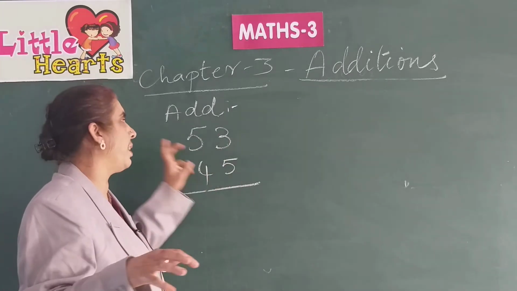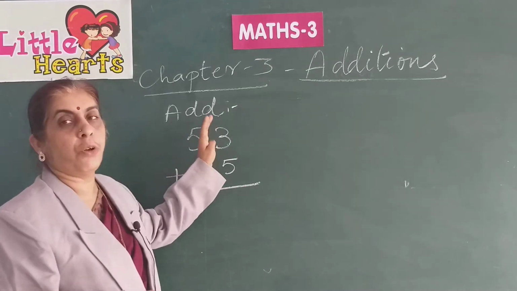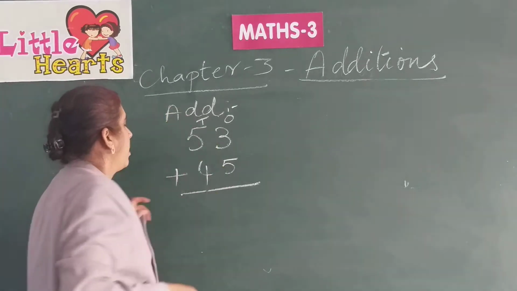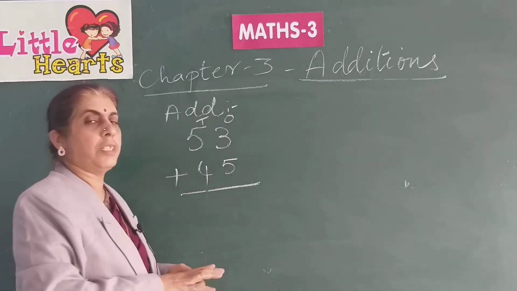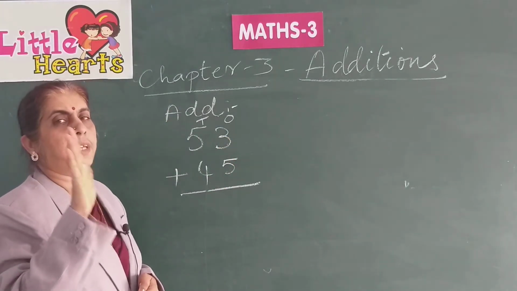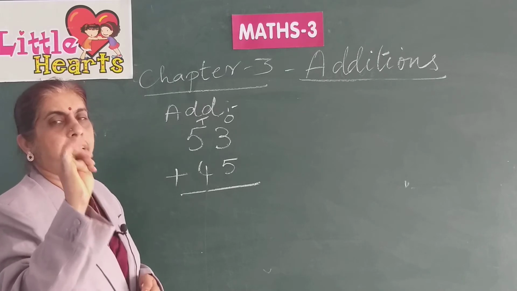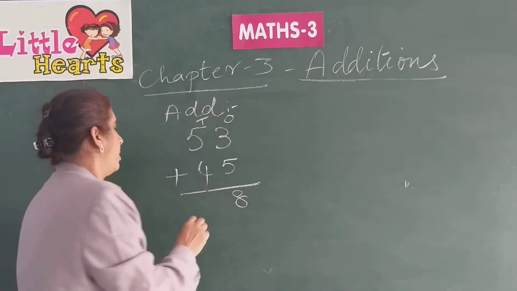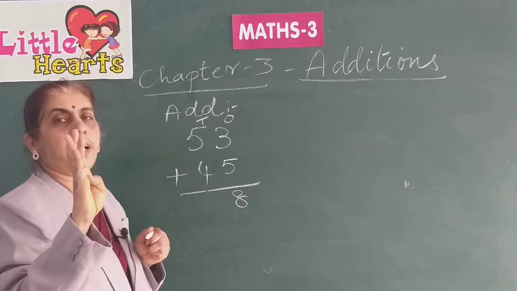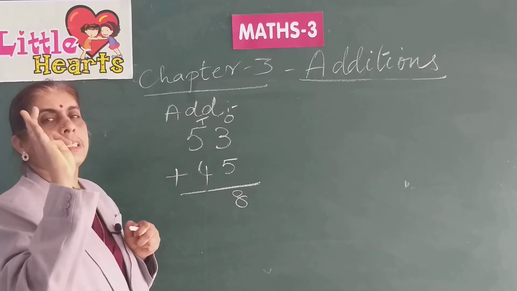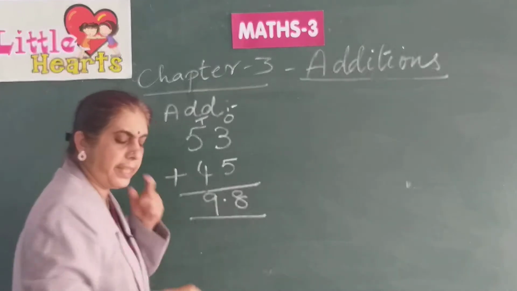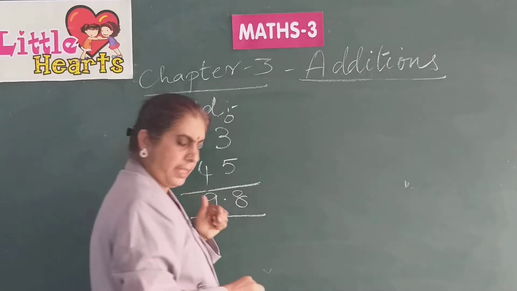How many digits are there in the numbers? You should always start counting from the ones. So 3 plus 5. Take 5 fingers, count after 3: 4, 5, 6, 7, 8. 5 plus 4. Take 4 after 5: 6, 7, 8, 9. 98 is the answer.